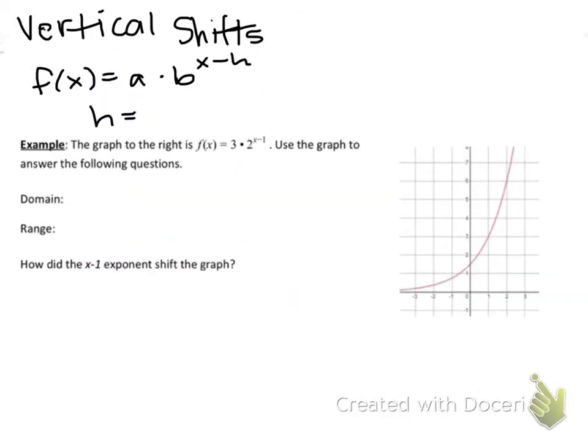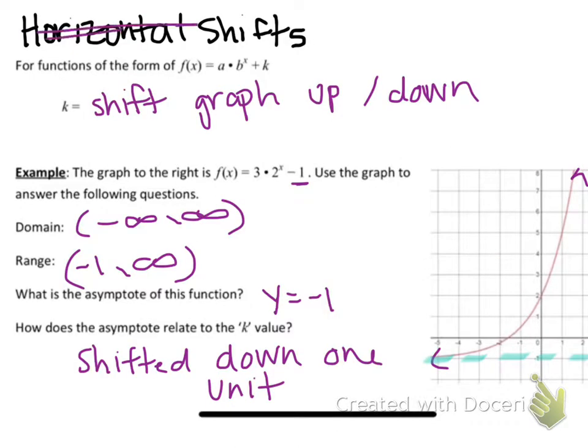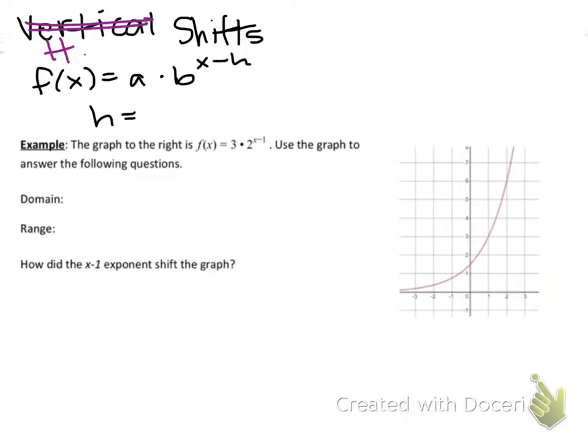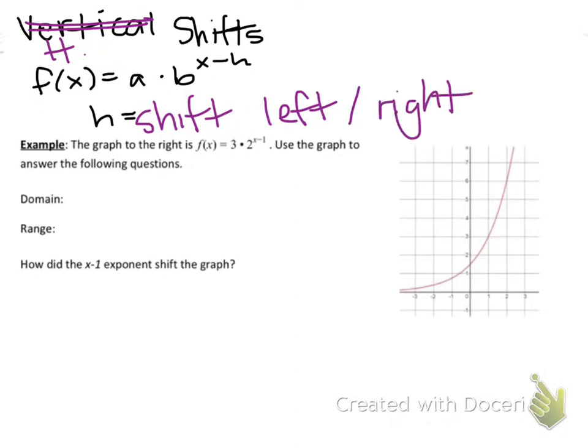As far as our horizontal shifts, our h value is going to shift us left and right, and I think I had these words wrong. On your paper, this is your horizontal shifts. This one is the vertical shifts. My apologies. Your h value is going to shift you left and right. These are a little bit more difficult to spot.